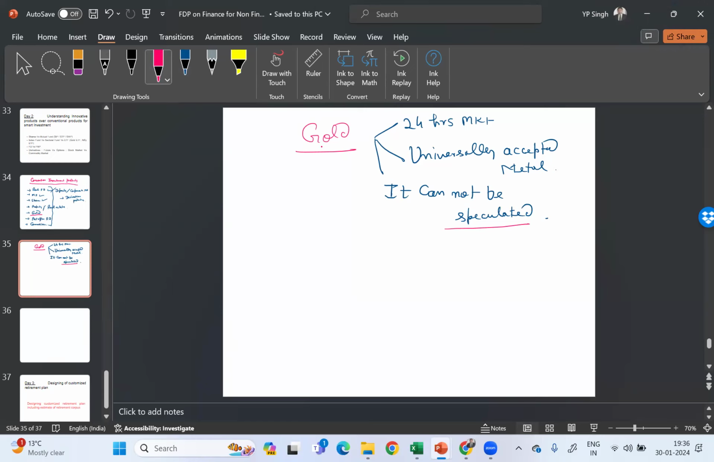Even if you are 1,000 people, 1 lakh people, 1 crore people just come together, put the money and try to speculate the gold market, you cannot. Because this is a huge amount. The fourth feature of gold, it cannot be produced overnight.